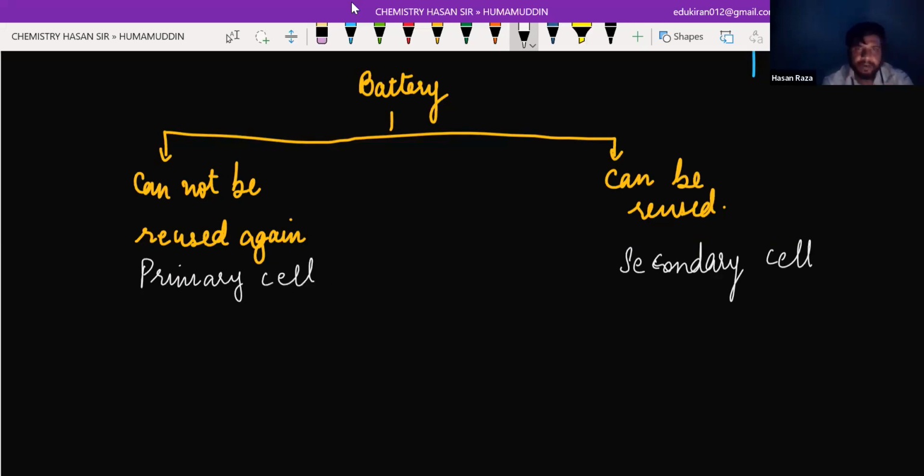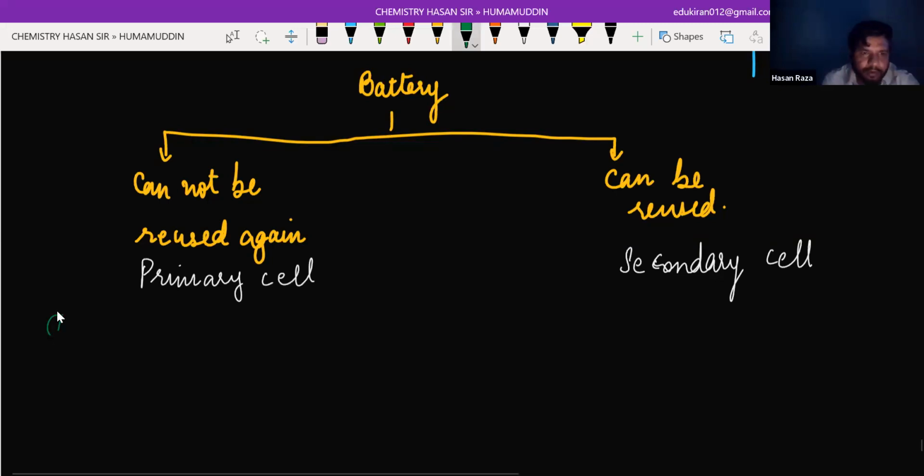Yes, sir. So you know what you need to know. There are some examples of primary and secondary battery or cell, and you need to take care of that. Like if it is a battery, there will be two electrodes, anode and cathode. And what is the reaction at anode and what is the reaction at cathode? That you need to remember. Okay, so I'm going to give examples of this.